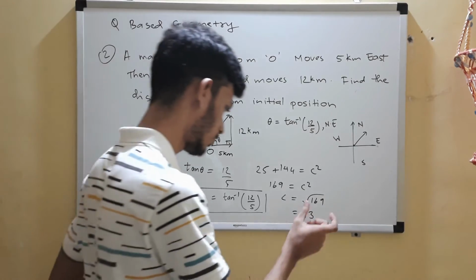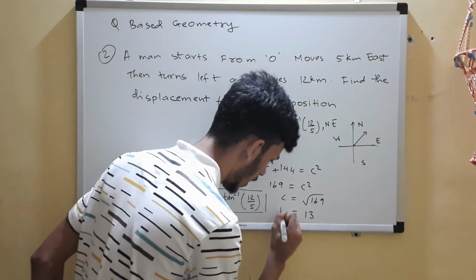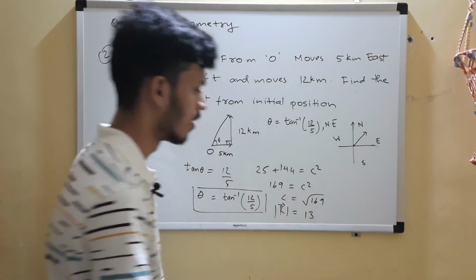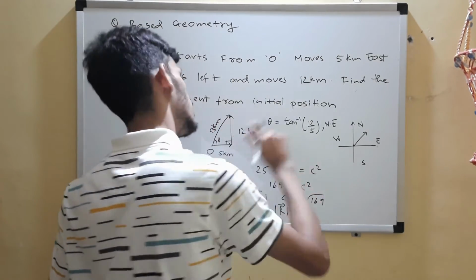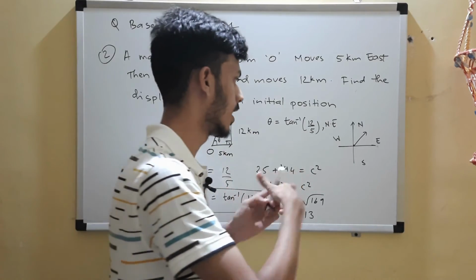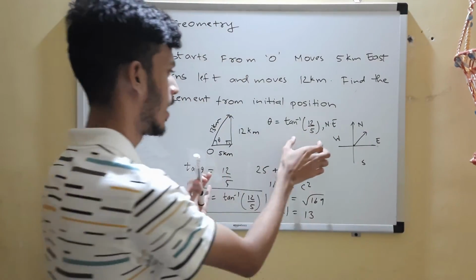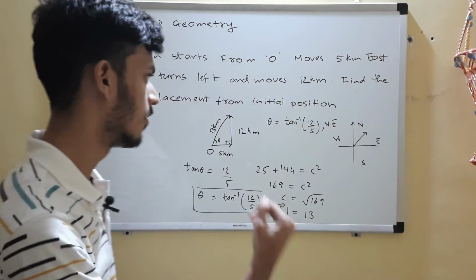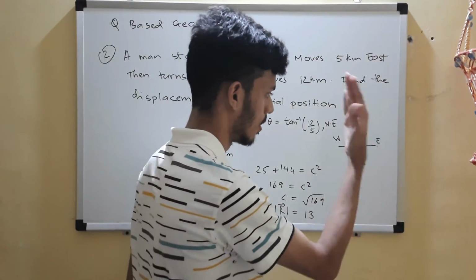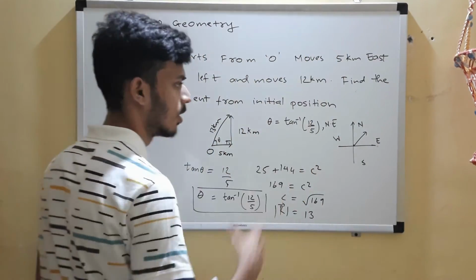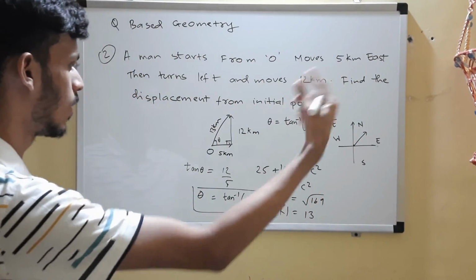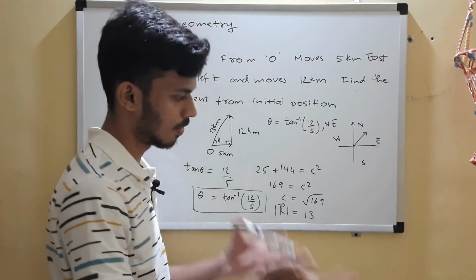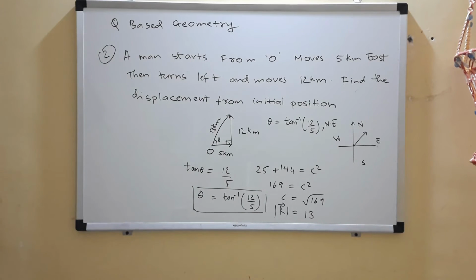This is the resultant magnitude, 13 kilometers. It has moved 13 kilometers, and this is the direction. It's making an angle of tan inverse of 12 by 5 in the northeast direction. It's moving in the northeast direction. You can note that down. That was easy.